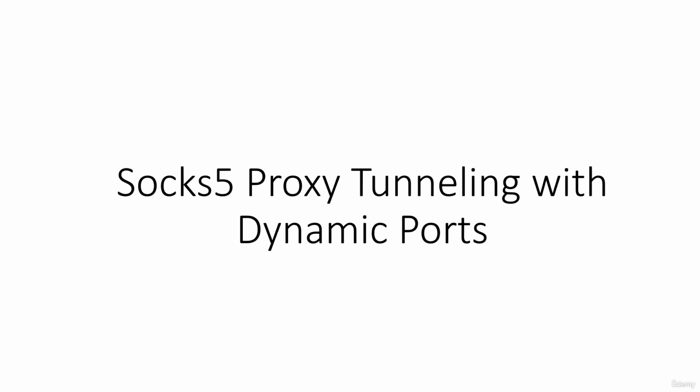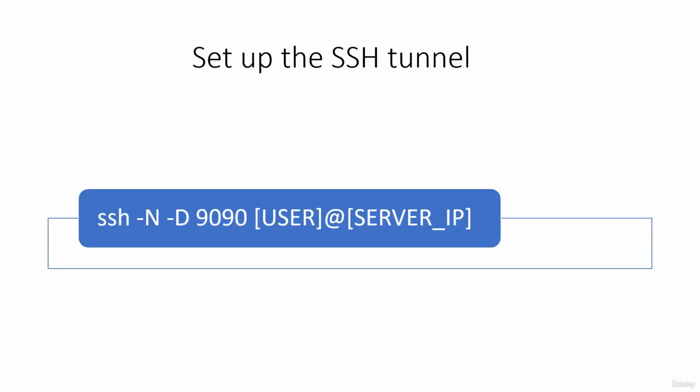So first, you have to set up an SSH tunnel. We'll create an SSH tunnel that will securely forward traffic from your local machine on port 9090 to the SSH server on port 22. You can use any port number greater than 1024. Only root can open ports on privileged ports.